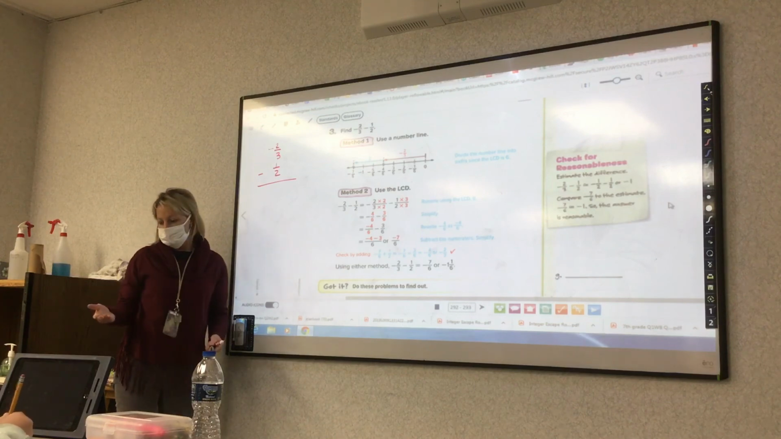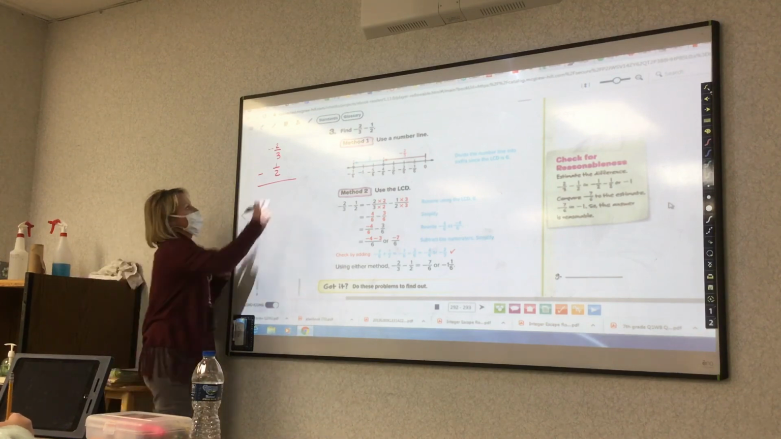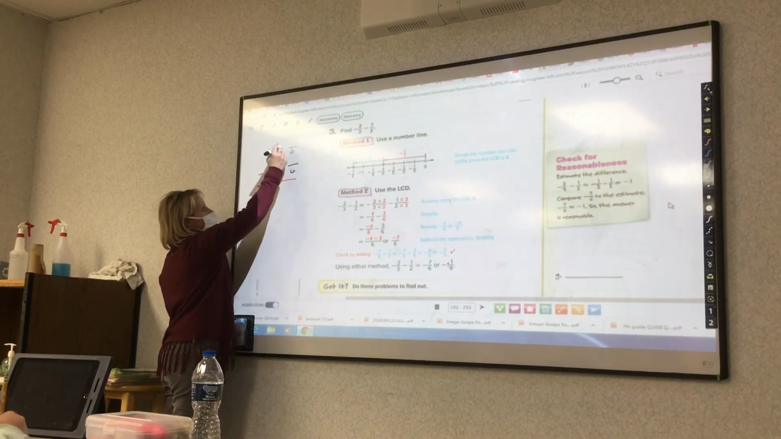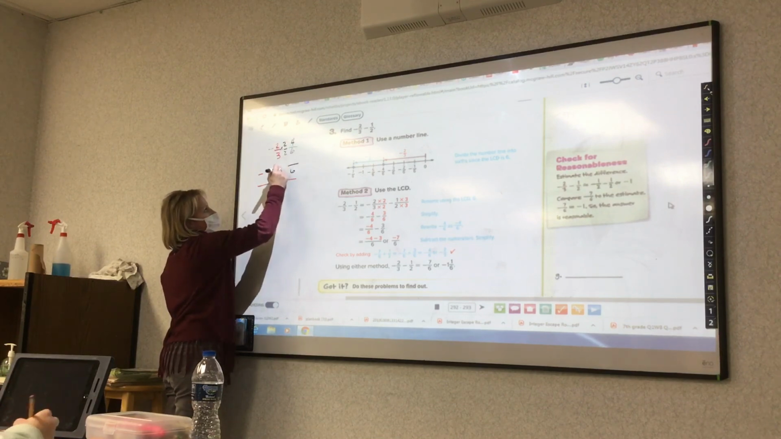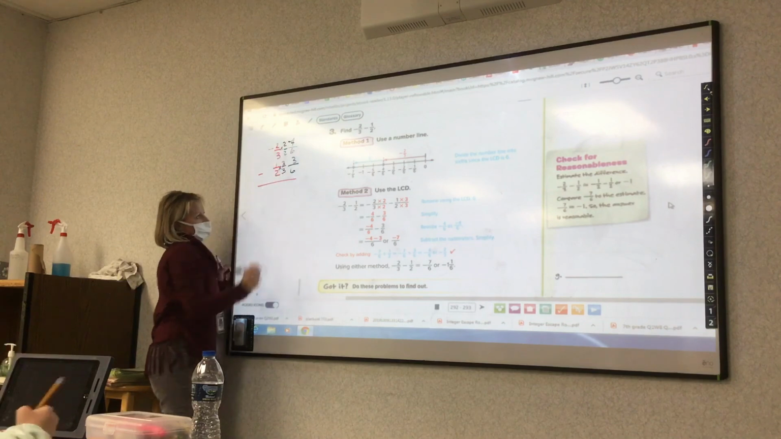Find a common denominator. What's my common denominator? 6. How do I get from 3 to 6? Times it by 2, so 2 times 2 is 4, 6. This is times it by 3, so this is a negative 4/6.